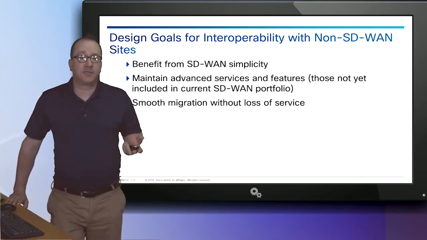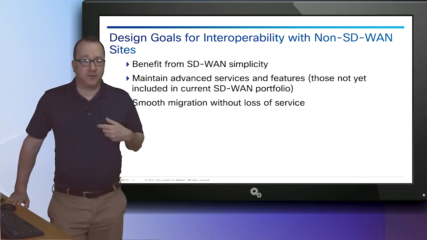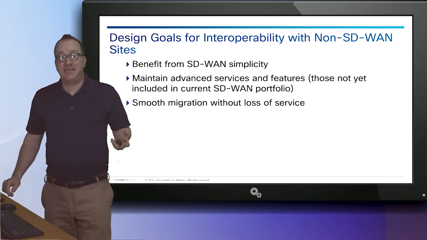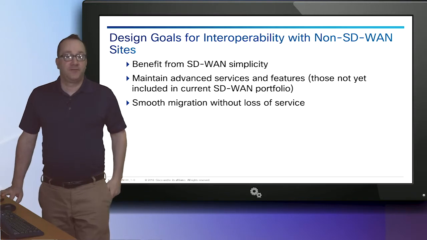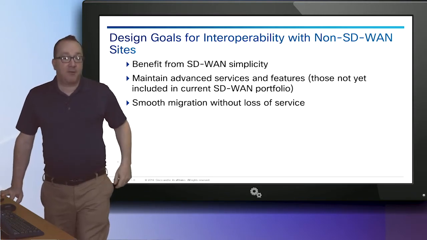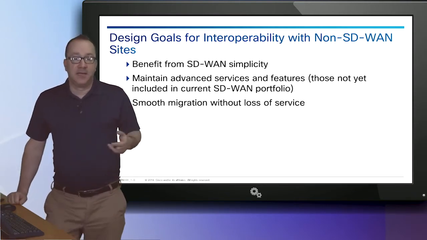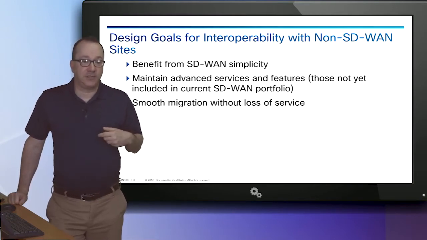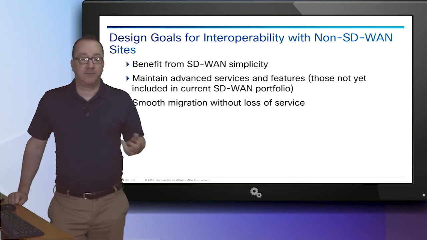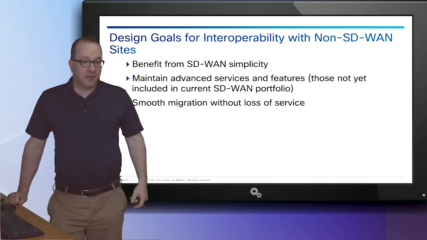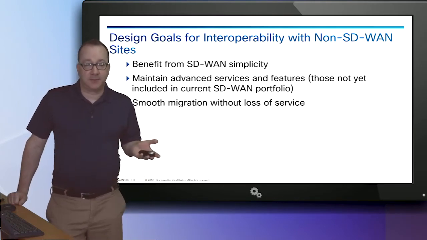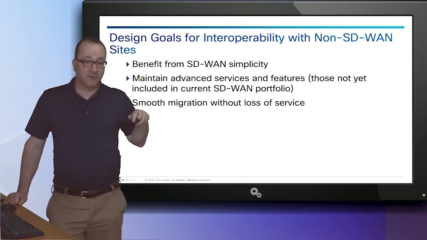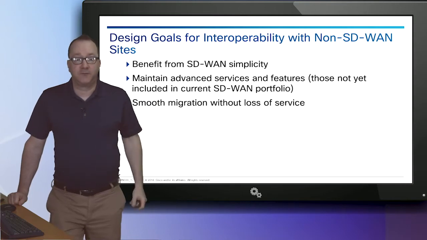So this module is going to focus in particular on the following design goals. The benefits from the SD-WAN solution: its simplicity, its ease of supporting multiple transport circuits with advanced policies, and how do we maintain advanced features and deployment models that are not yet supported in the SD-WAN platforms. For example, advanced virtualization capabilities, UCSE blades, unified communications, etc. For migrating to an SD-WAN hybrid solution, a smooth transition is of paramount importance, without loss of service for redundant sites and with minimal disruption for non-redundant sites.